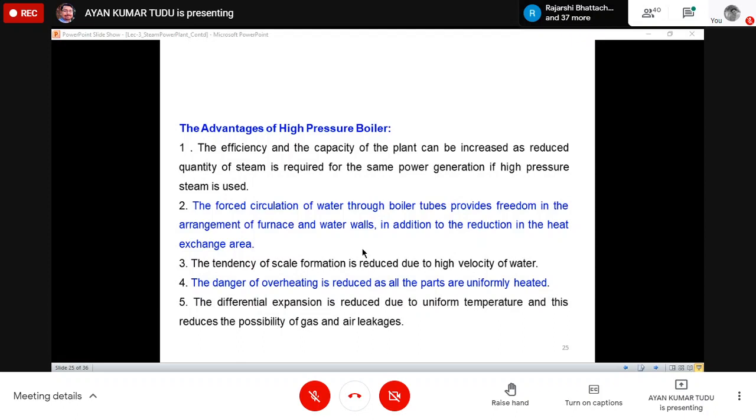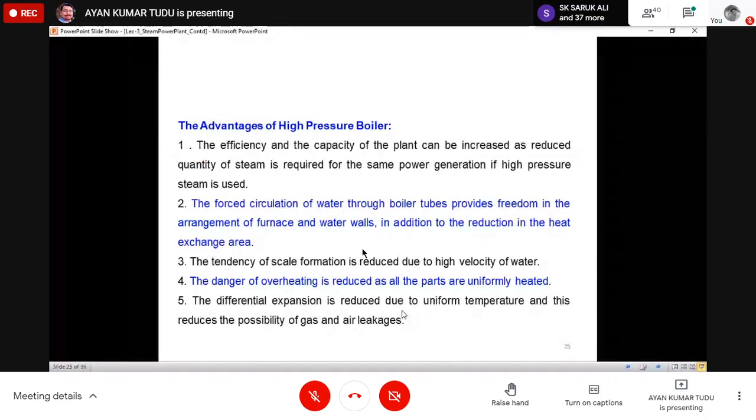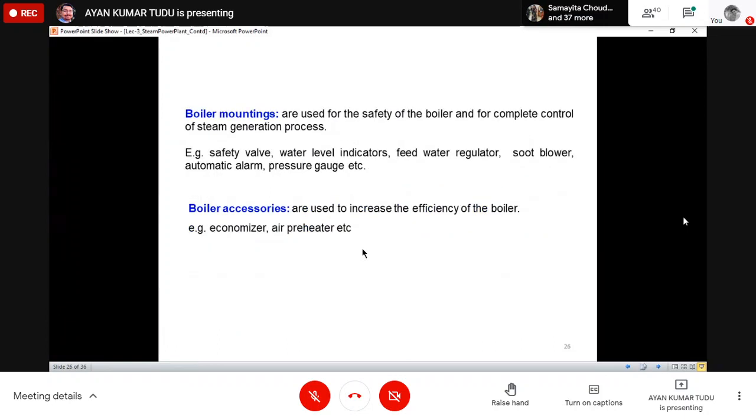Next in line are our boiler mountings. So what are the boiler mountings? Boiler mountings are used for the safety of the boiler and for complete control of the steam generation process. There will be safety valves, water level indicators, feed water regulator, soot blower, automatic alarm, pressure gauge, and many other valves. Those are all our boiler mountings.